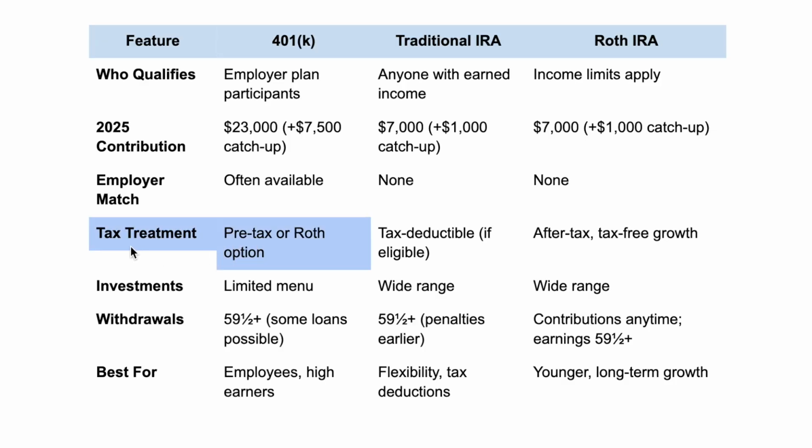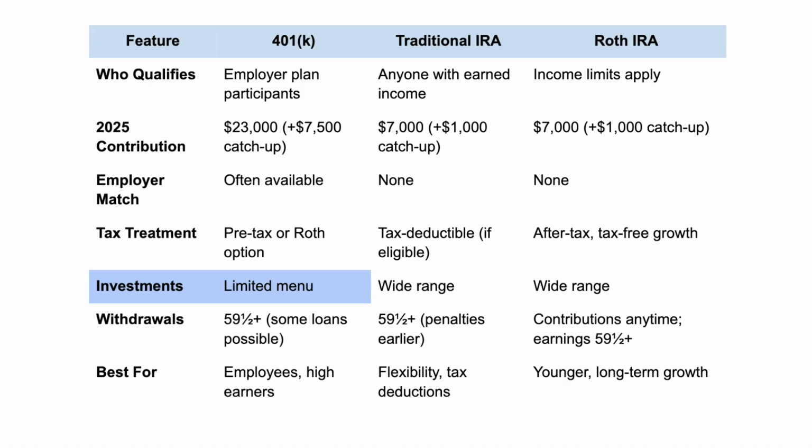Now, the tax advantages of a 401k account: the contributions reduce your taxable income today, although for investment options, there are limitations. So you're usually limited to a menu of a select group of mutual funds or ETFs that are chosen by the plan.